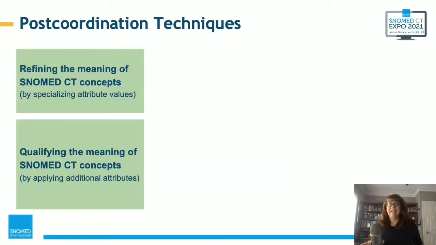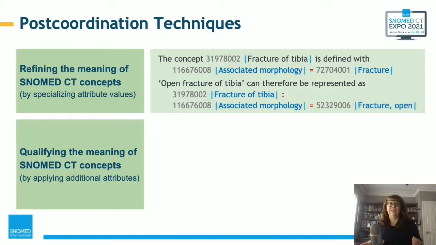There are two main techniques you can use in your post-coordinate expressions. First, a SNOMED post-coordinate expression may refine the meaning of a concept by applying a more specific value to one or more of its defining relationships. For example, the concept fracture of tibia has the defining relationship associated morphology equals fracture. By specializing the associated morphology from fracture to open fracture, we can represent the clinical meaning open fracture of tibia using the post-coordinated expression fracture of tibia with associated morphology equal to fracture open.